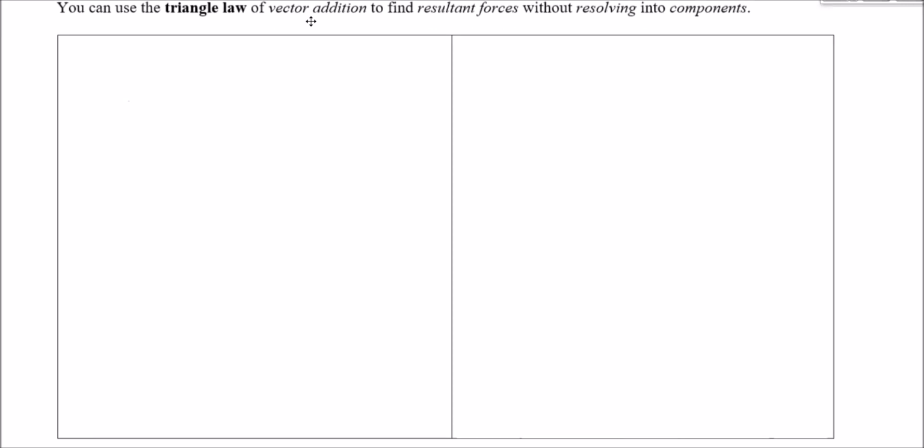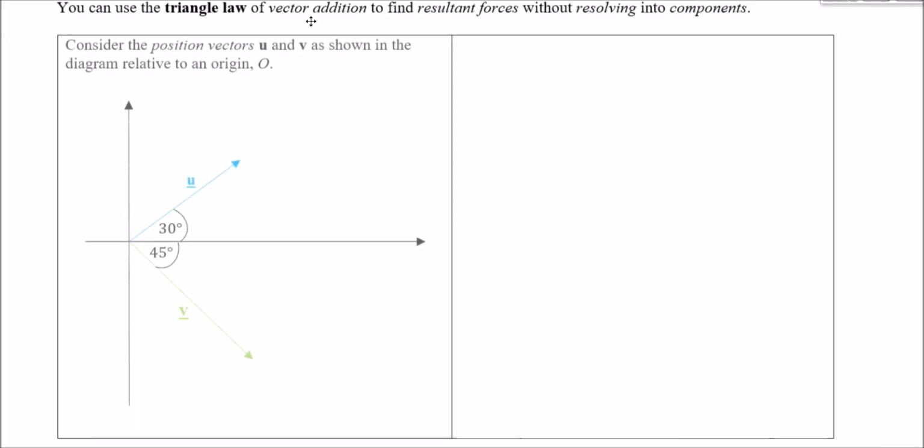So let's just take a fairly simple example. Let's consider the position vectors u and v as shown in this diagram relative to some fixed origin O. Here, as you can see, u makes an angle with the positive x direction of 30 degrees anti-clockwise, or 30 degrees going upwards, whereas v is making an angle of 45 degrees clockwise with the x-axis, or 45 degrees downwards, you could think of it as.